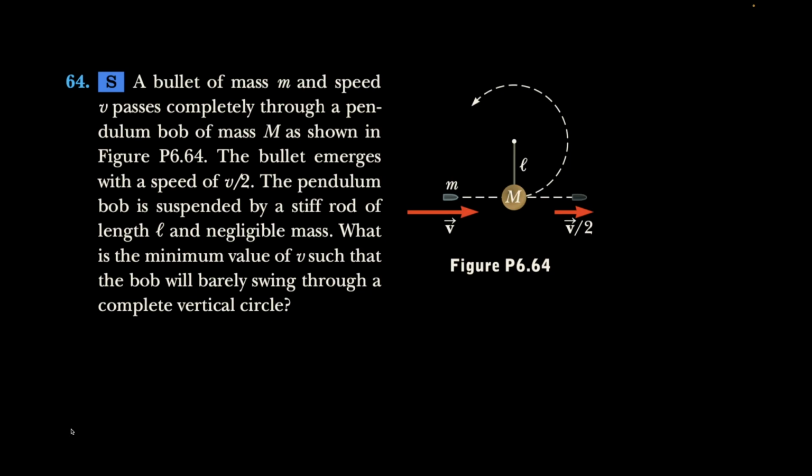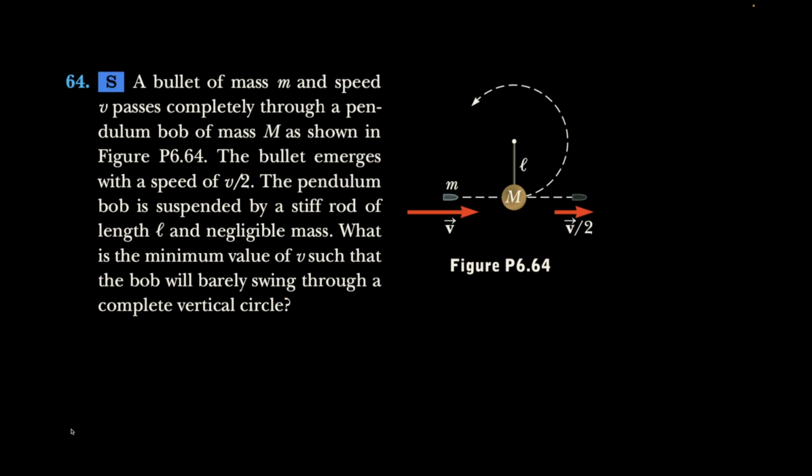That means that this collision is not elastic, but it's also not perfectly inelastic because the bullet doesn't embed itself in the big mass. So it goes through, has this velocity, and then as a result of that collision, the mass on the string, the pendulum, is going to also have a velocity, and that velocity will allow it to complete this circle, and it says barely through a complete vertical circle.